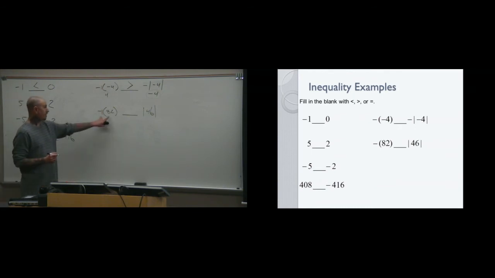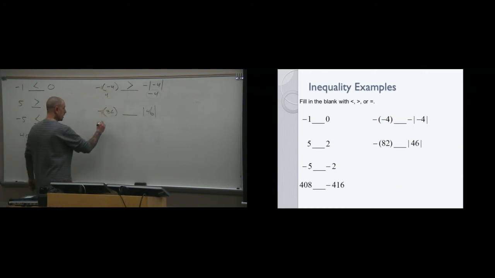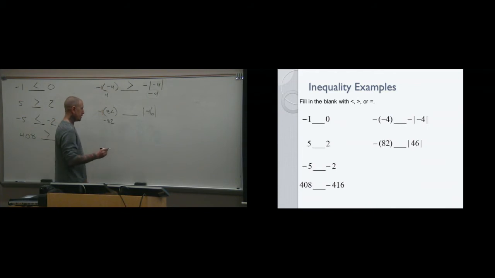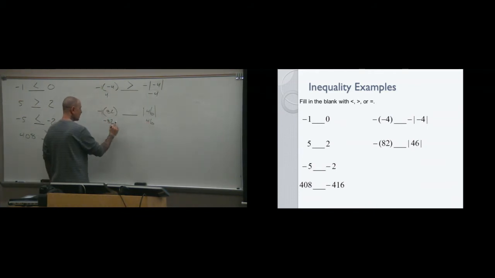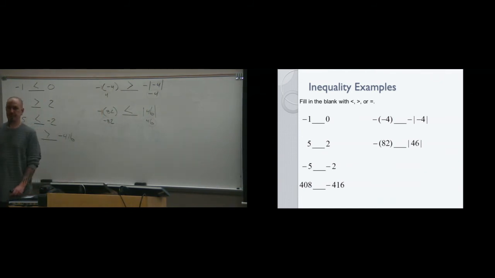Negative 82. Different signs, right? The rule for multiplication says if they're the same sign, I get a positive answer. If they're different signs, I get a negative answer. So that's negative 82. And then the absolute value of 46 is 46. So I'm comparing negative 82 and 46, which is... a negative is always less than a positive. Any questions?